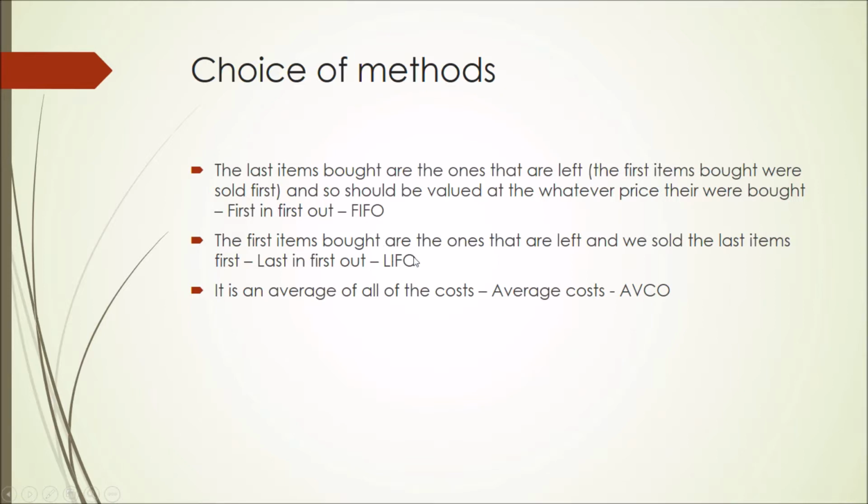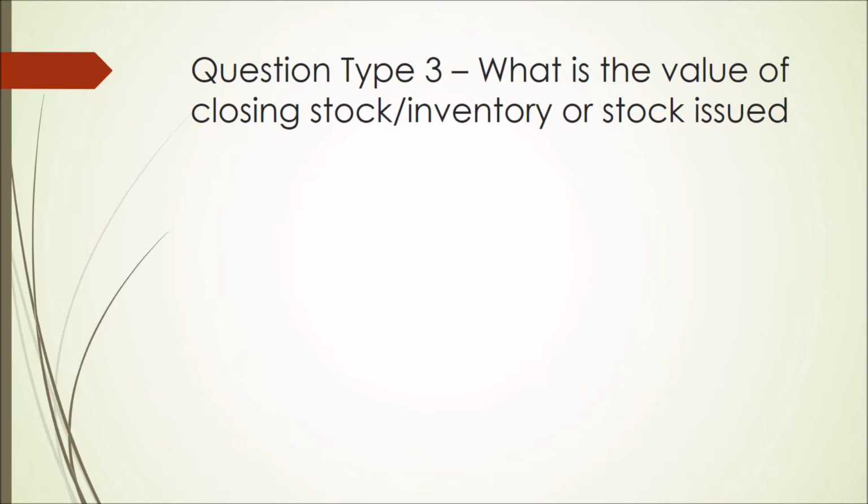And then the second one is that the first ones that you bought are left, so we sell the last ones that we buy first, and that one's going to be last in, first out. And the alternative is an average of all the costs, so it doesn't really matter when you bought them. It's like a big tank or sink or something. So that's going to be average cost. That's called AVCO.